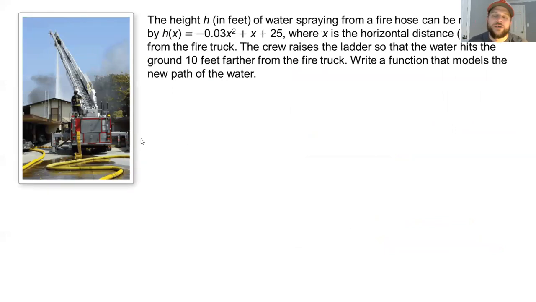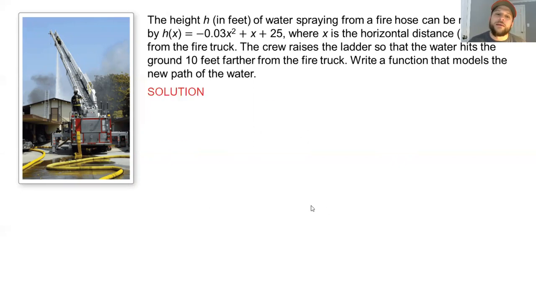So the height h in feet of water spraying from a fire hose can be modeled by h of x equals, and you can read that equation from there. X is going to be represented as the horizontal distance from the fire truck. So the crew is going to raise the ladder so that the water hits the ground 10 feet further from the fire truck. Let's write a function that models the new path of water.